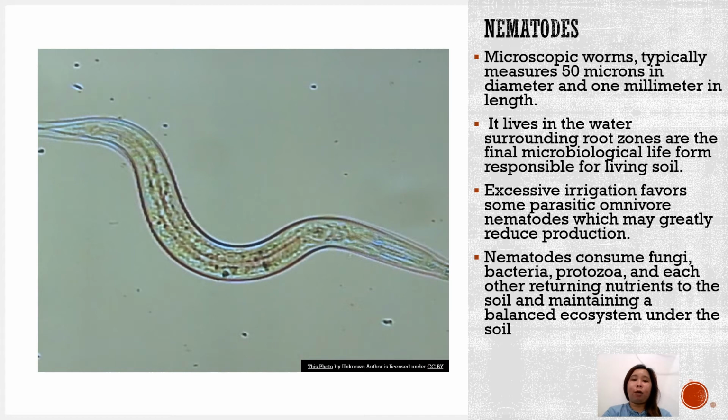Nematodes are microscopic worms, typically measuring 50 microns in diameter and 1 millimeter in length. They live in water surrounding root zones, and they are the final microbiological life form responsible for living soil. Excessive irrigation favors some parasitic omnivore nematodes, which may greatly reduce crop production. And nematodes also consume fungi, bacteria, protozoa, and each other, returning nutrients to the soil and maintaining a balanced ecosystem within the soil.